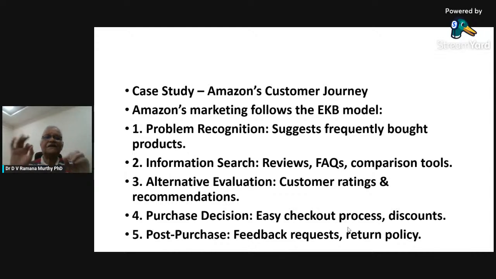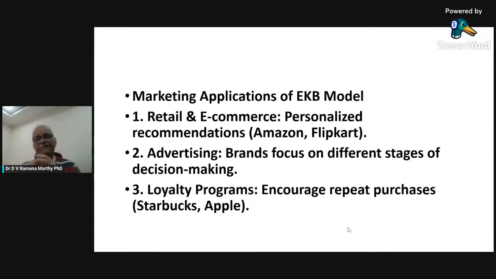Such a fantastic customer journey with Amazon, having a number of products online with the Amazon store. So the post purchase stage is feedback requests and return policies. If they're good enough, the customers will always buy on Amazon. I'm a satisfied customer of Amazon. I buy different types of products on Amazon. Mind it. Then the marketing application of the EKB model here: one is for retail and e-commerce propositions as such. They will give you personalized recommendations. Mind it.